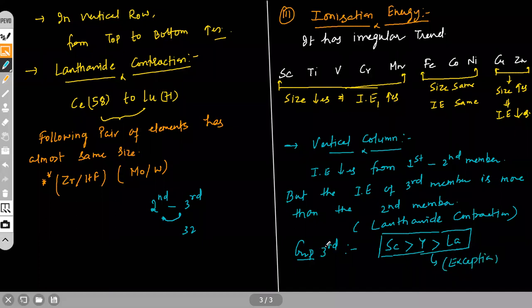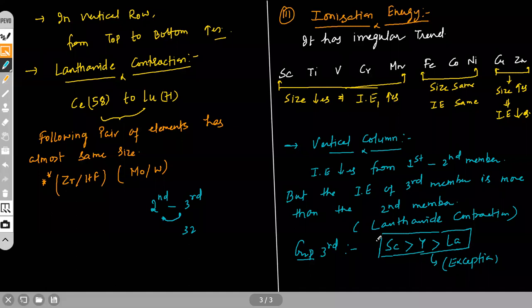It is an exception. In all other groups, what happens? We are going to the fourth group, so left to right we are shifting. Fifth group, left to right we are shifting. In that way, the size also decreases if you compare, right? Because of all these things, size and number of protons, the observed ionization energy for group three is scandium, yttrium, lanthanum. The order is this.